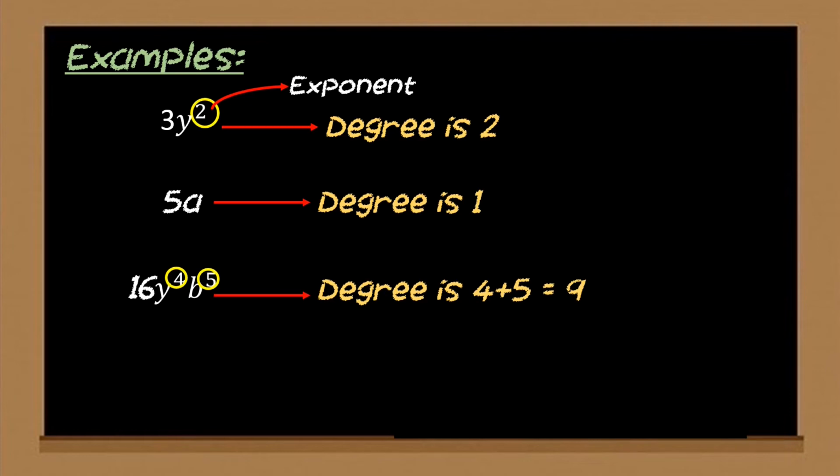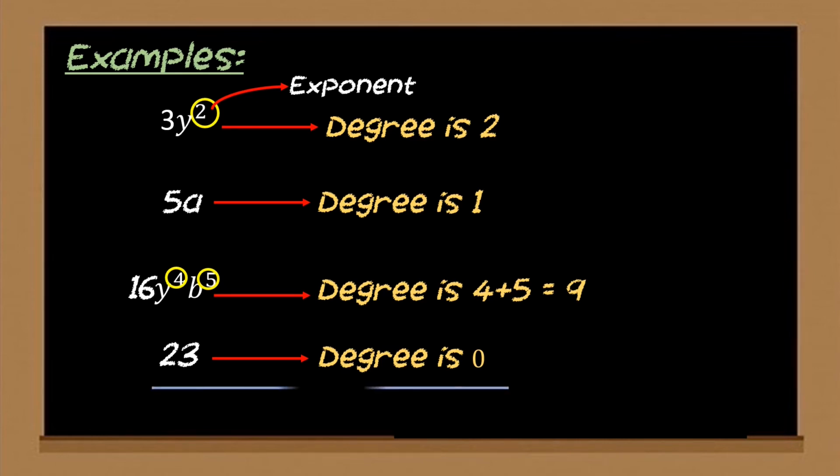23 is a constant, and it is a term without a variable. If a term does not contain any variable, then its degree is 0. Thus, the degree of the 23 is 0.